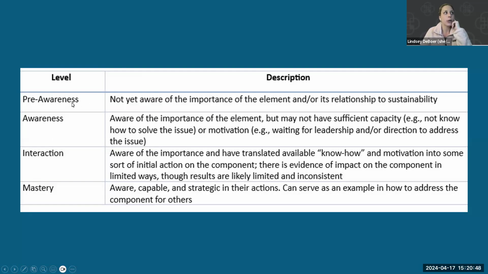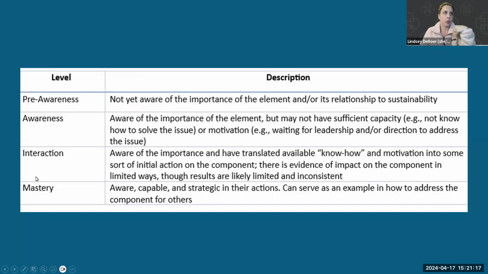The level of pre-awareness is the basic level. If you look at a category and you're like, you know what, we haven't even started thinking about this. We're not really aware of this element and its relationship to sustainability. So that would be the very basic level. Awareness would be, we're aware that this is important, but we don't really have a lot of capacity right now to address this issue. We know it's important. We've put it on the back burner.